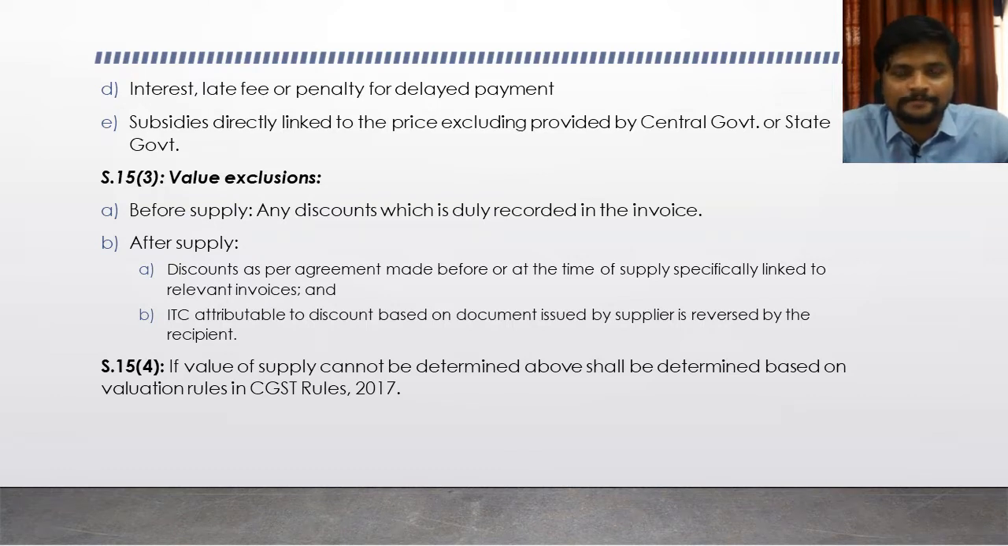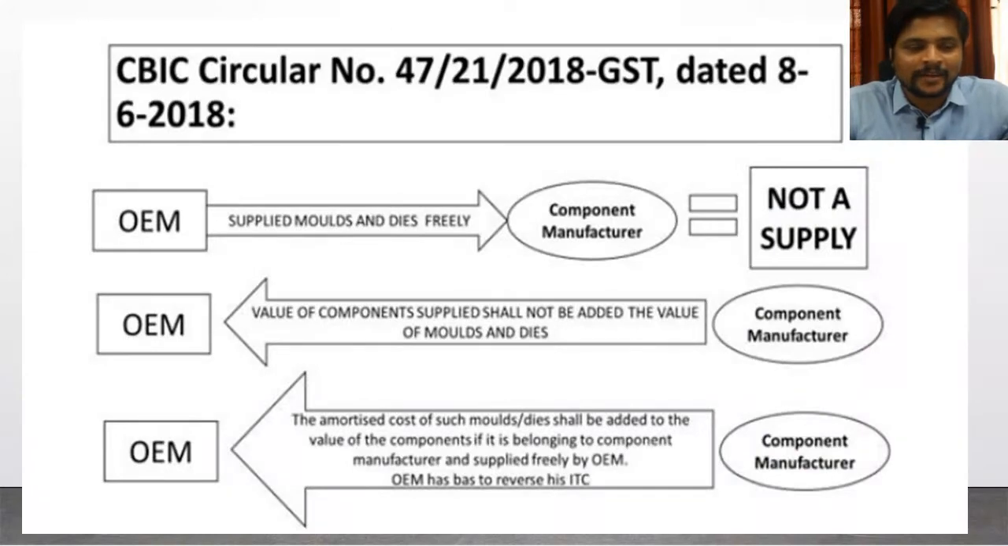That is subsection 3. Then we are coming to the last subsection. That subsection says that if the value of supply cannot be determined by the above subsections, as I said, subsection 1, subsection 2, subsection 3, then you have to refer to the CGST rules. Whatever valuation is provided in the CGST rules, you have to apply those rules and determine the value of supply. Clear or not? So this is subsection 4. Let us get to the next slide.